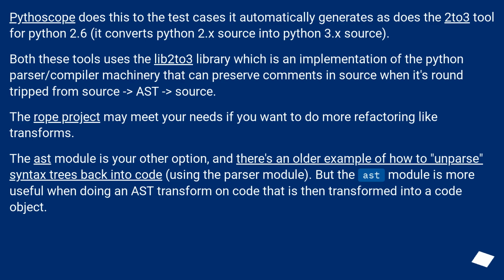The rope project may meet your needs if you want to do more refactoring-like transforms. The ast module is your other option, and there's an older example of how to unparse syntax trees back into code, using the parser module. But the ast module is more useful when doing an AST transform on code that has been transformed into a code object.